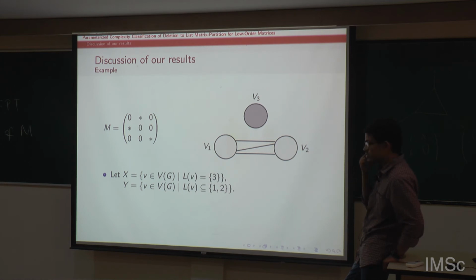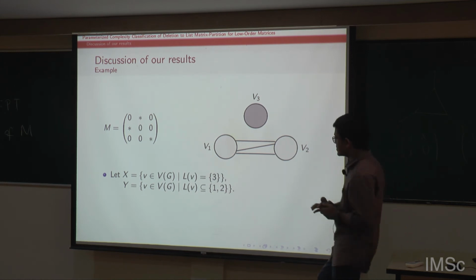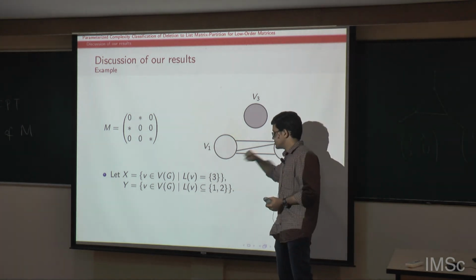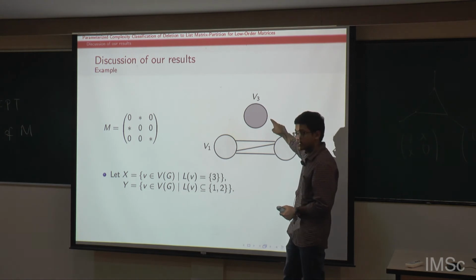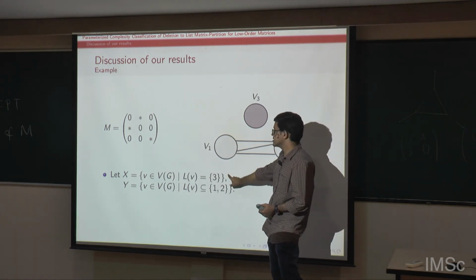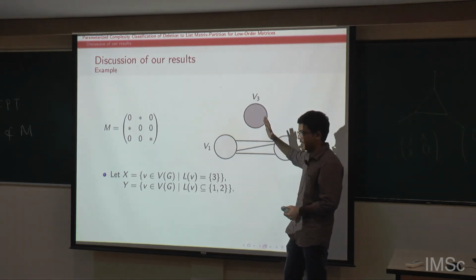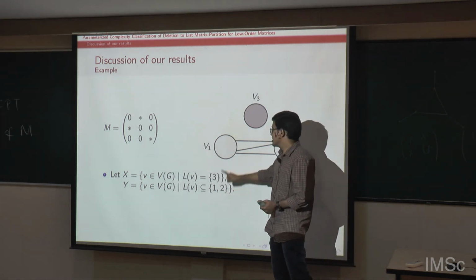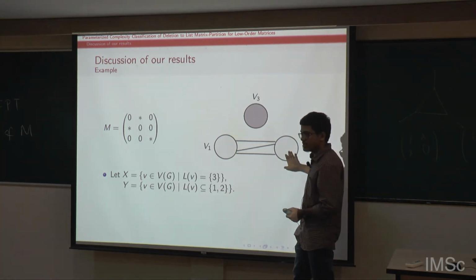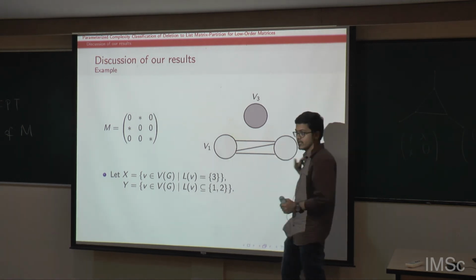So again, we define 2 sets. X contains all those vertices that have only 3 on their list. So every vertex in X must go to V3 or be deleted. And Y should belong to one of these 2 parts or be deleted.